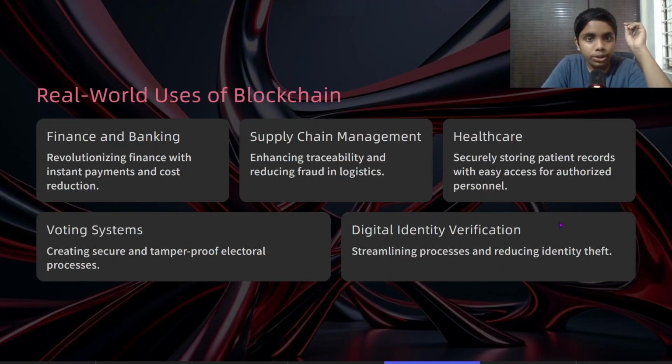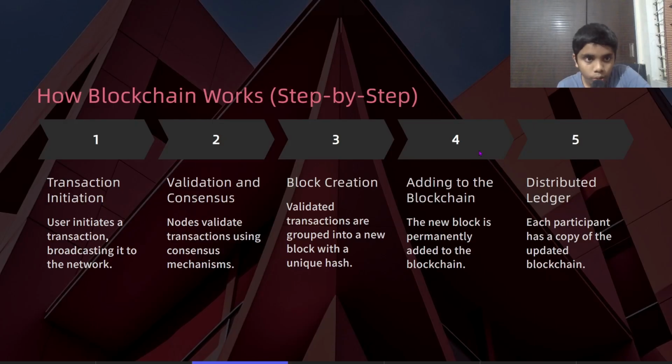Real world uses of blockchain. Finance and banking. So how does blockchain work step by step? Transaction initiation. The two users initiate the transaction. They make the transaction happen, right? Like trading or exchanging of Bitcoin, anything, a transaction. After that happens, it's broadcast to the network, so everybody can see it, and no cheating can happen.